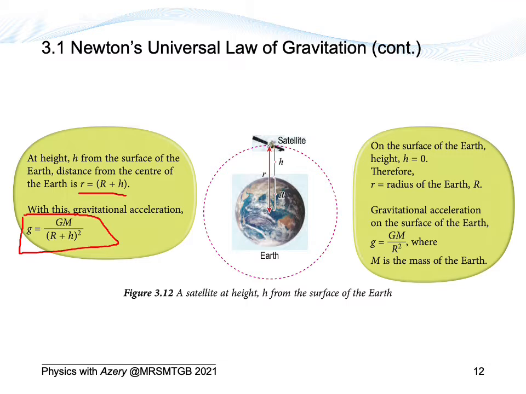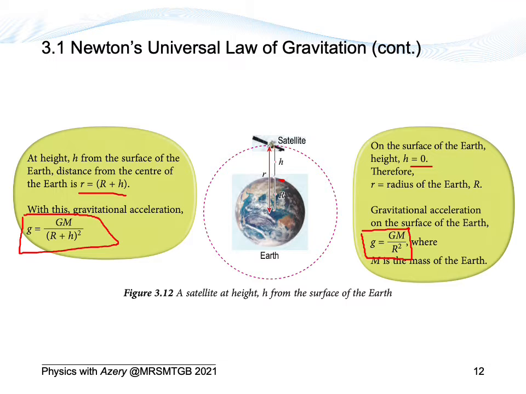Meanwhile, when an object is on the surface of the Earth, we know that height is equal to 0, because if the object is here, it means height is 0. Therefore, r is simply the radius of the Earth, and we can rewrite the equation like this, where the capital M is the mass of the Earth.